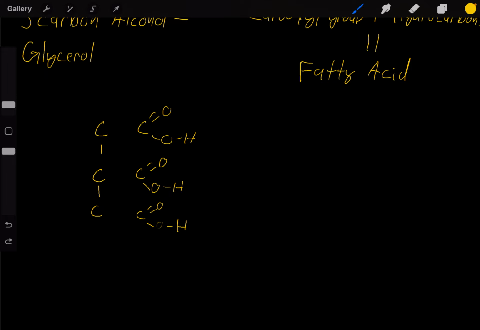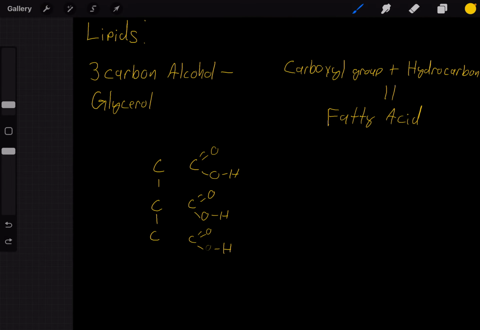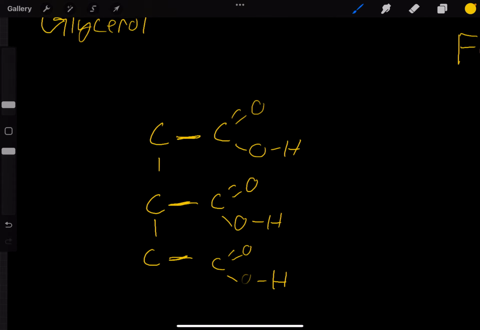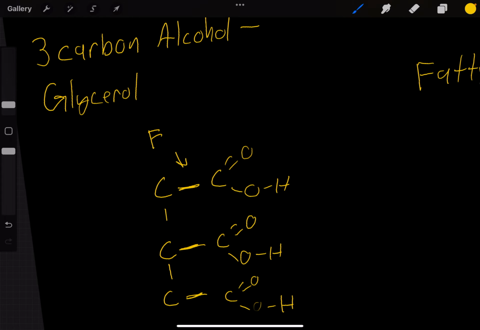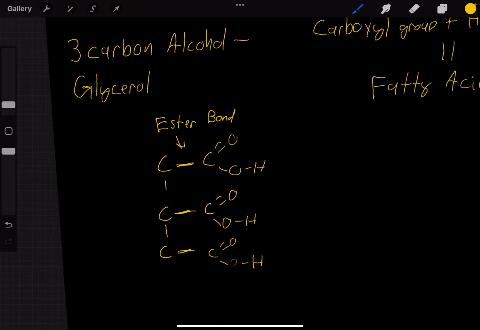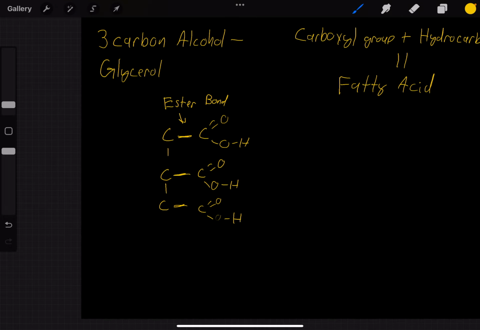But if you connect the glycerol with fatty acids, you have a bond here via, remember, dehydration synthesis, and all of these bonds are called ester bonds, but they're also covalent bonds.